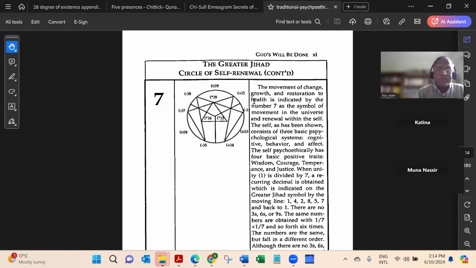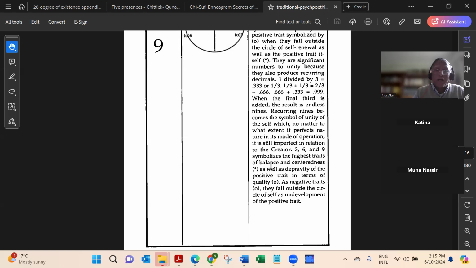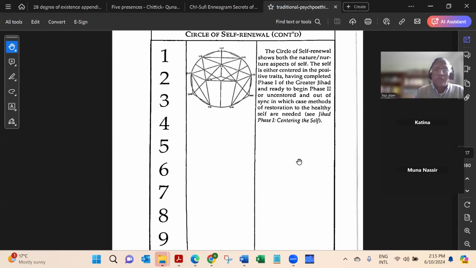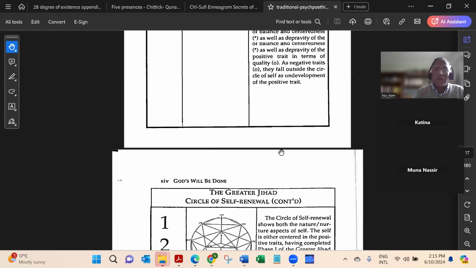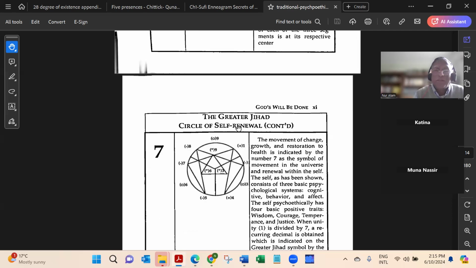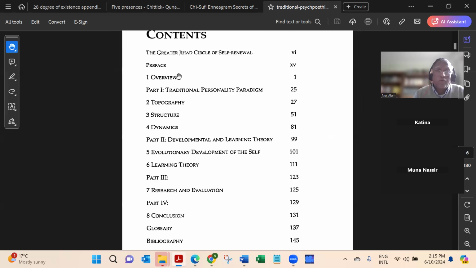Number 7 is one of the numbers which we will be working on. She also explained many of the other numbers, 9, and how 3, 6, 9 fits together. We discussed all those things last time, but we will come back to 369. Then the full circle of self-renewal, we will be learning how this particular diagram is applied. But to understand it, we need to go into the structure of the book, the contents. It has an overview, and that's what we will read today.